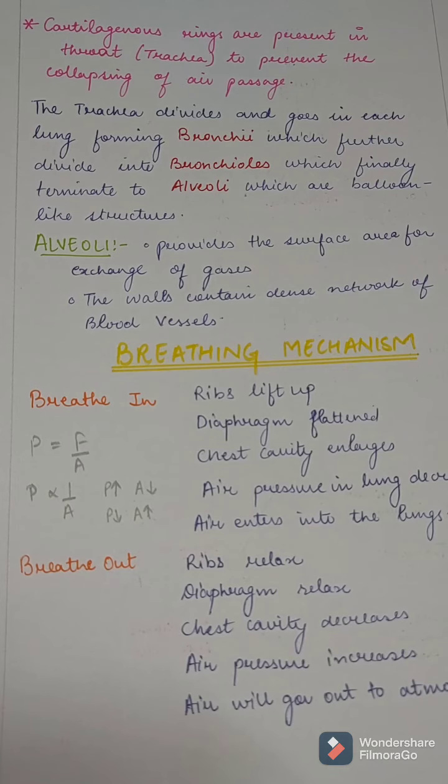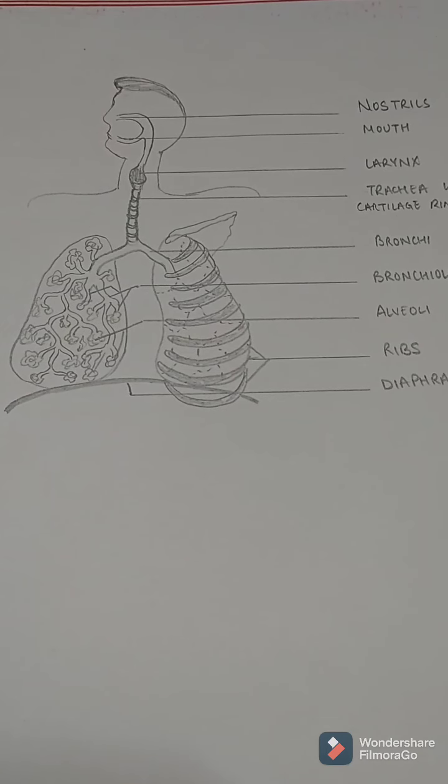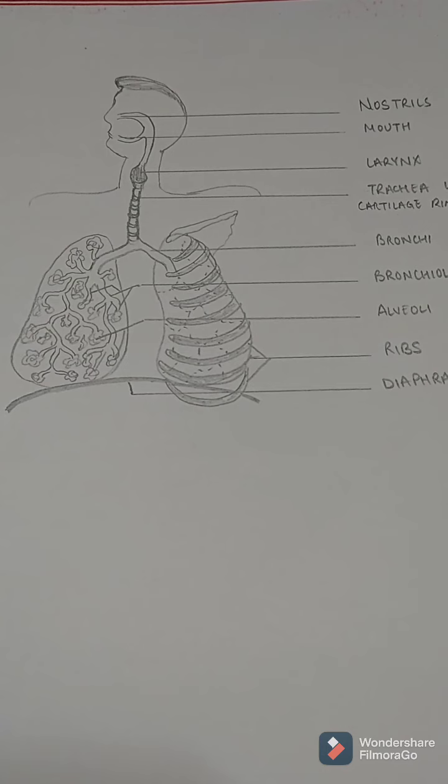The trachea further divides and goes into each lung, forming the bronchi. The bronchi further divide into bronchioles, which finally terminate into the alveoli. These alveoli are balloon-like structures. The alveoli provide the surface area for the exchange of gases. Why so? Because the walls of the alveoli contain a dense network of blood vessels. So this is the diagram of the human respiratory system.